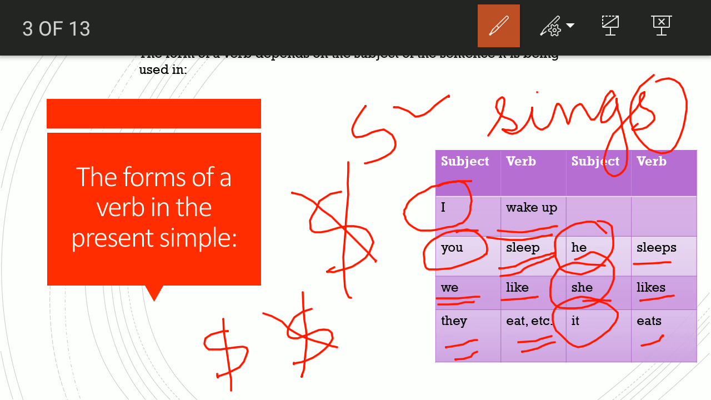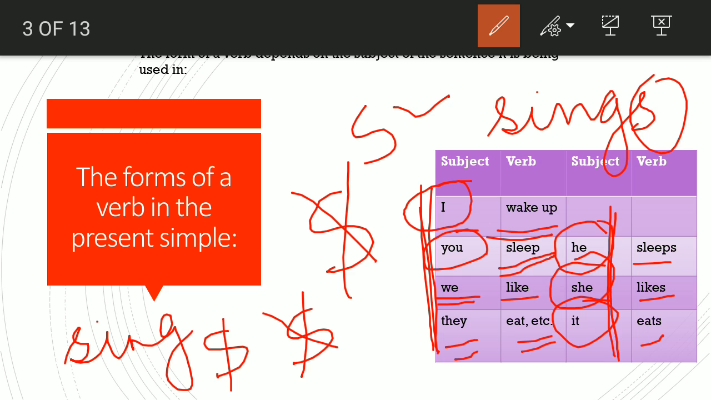But if it is a plural form, the boys sing, उसमें हम S नहीं लगाते. तो ये rule है. I, you, we, they and all the plurals में हम verb में S नहीं लगाते. And he, she, it, all the singulars उसमें हम S लगाते हैं. So is that confirmed? आपको क्लियर हुआ ये डाउट?